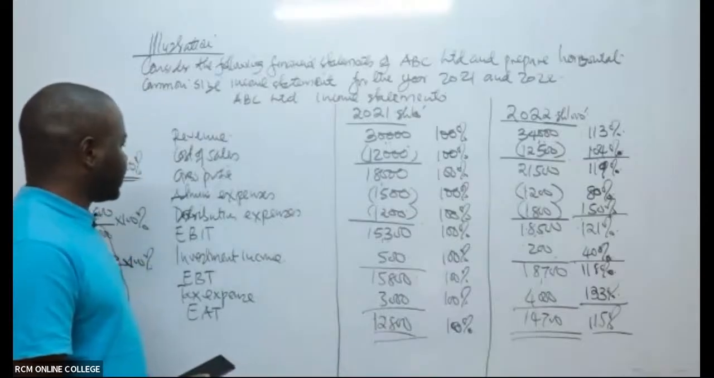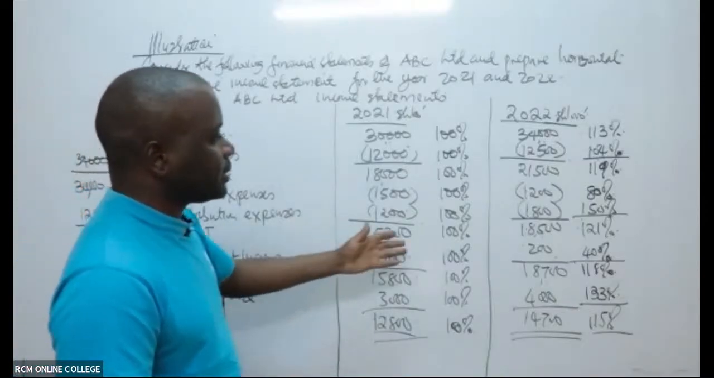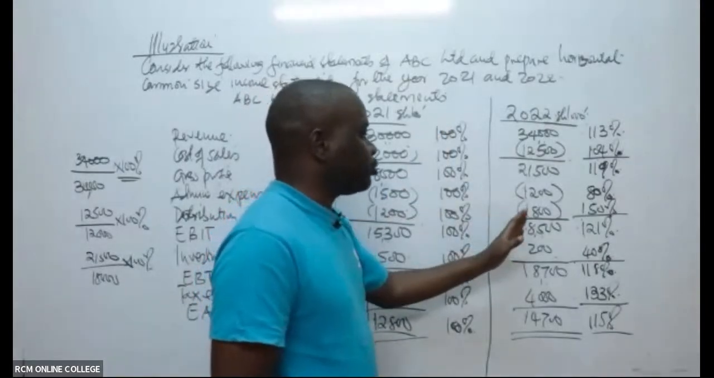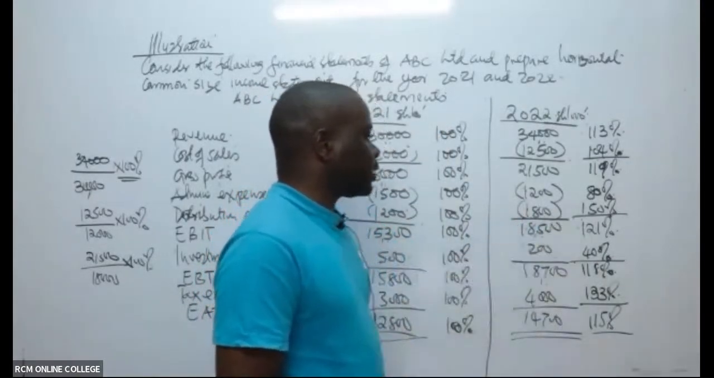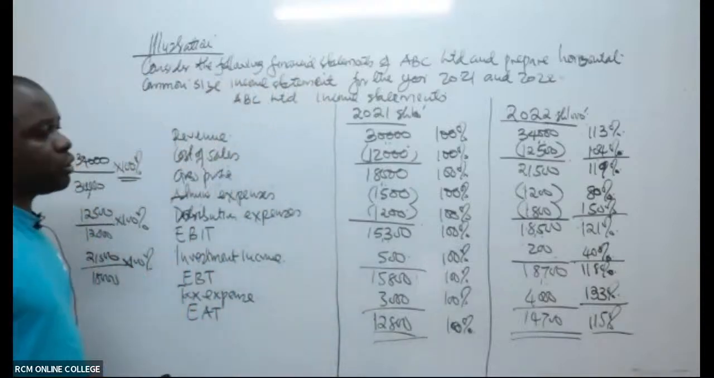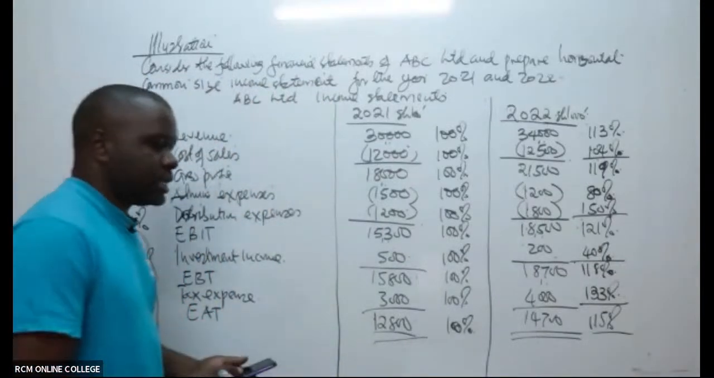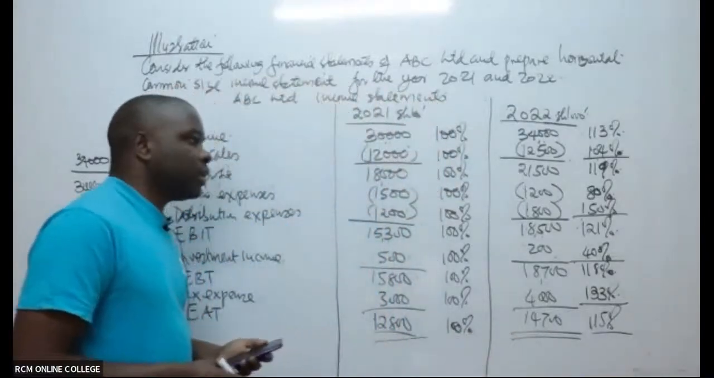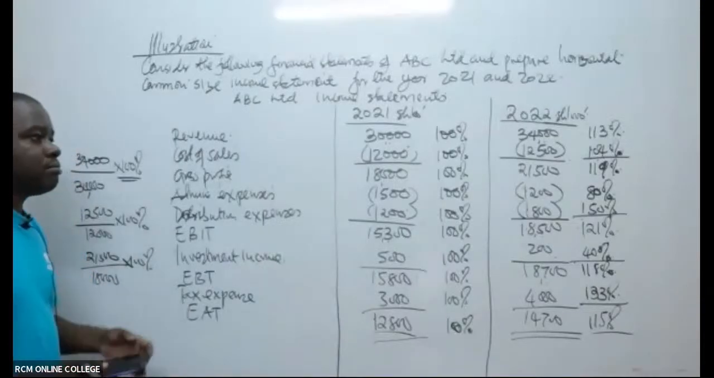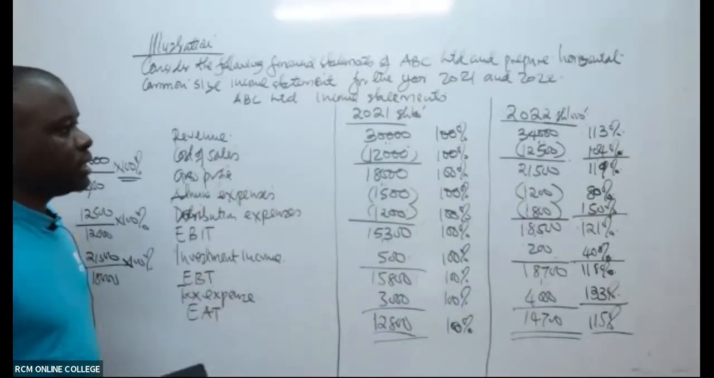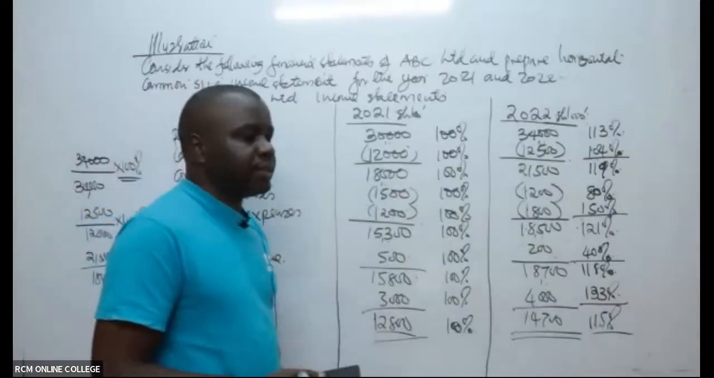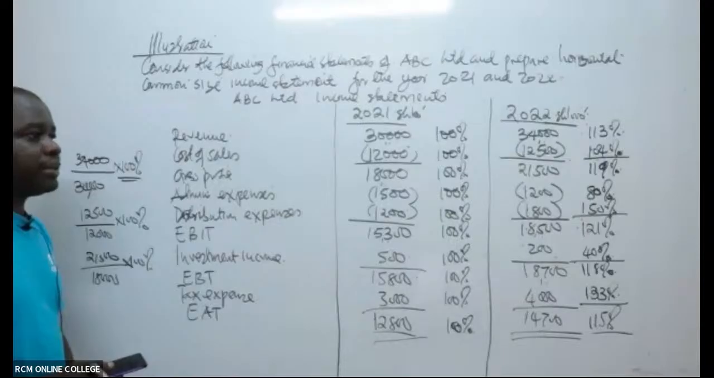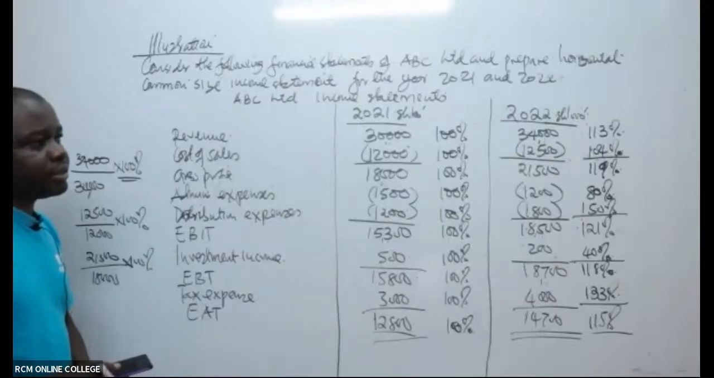In terms of, for example, in this case, the distribution expenses, there was an increase. If you compare 2021 as the base year with 2022, there was an increase of 150 percent. So it can give you a trend in terms of the performance of the different items or elements in the financial statements.